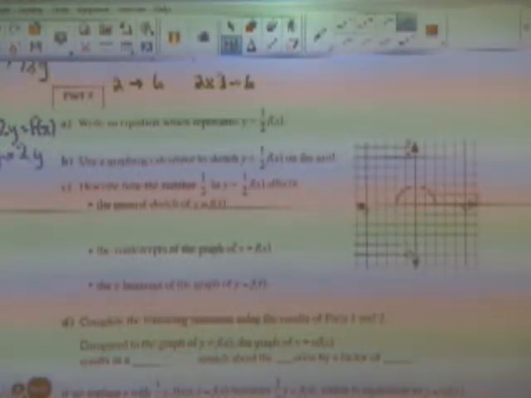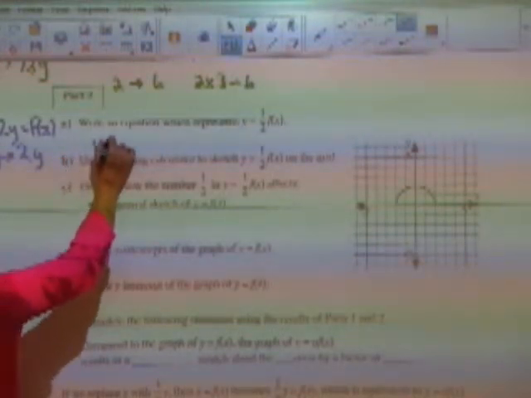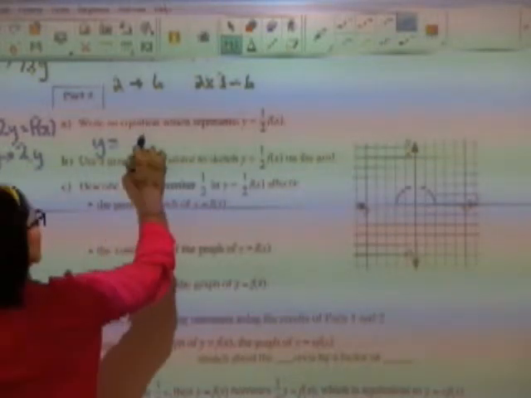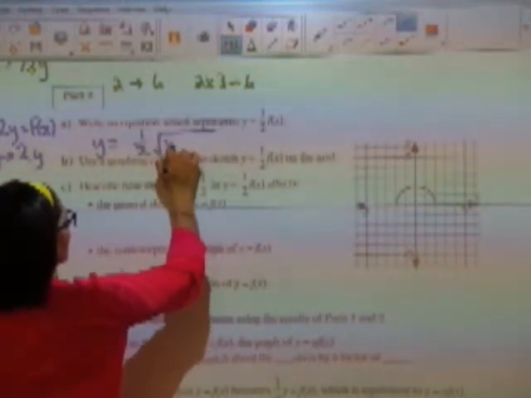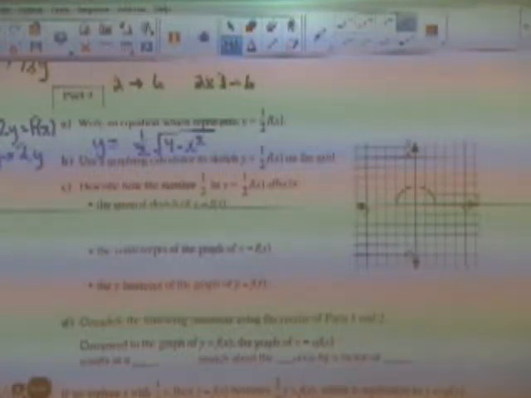So let's start off with the equation. What would the equation look like for this 1/2 f of x? Y equals the square root of 4 minus x squared. Y equals 1/2 square root. So it'd be 1/2 root 4 minus x squared. So then when I put that into my graphing calculator, what do you think is going to happen to the graph?